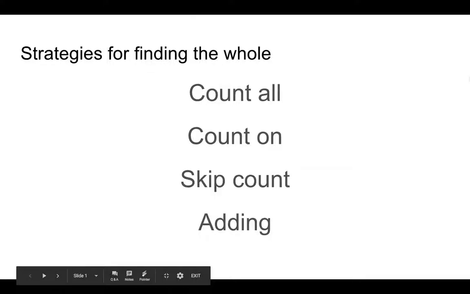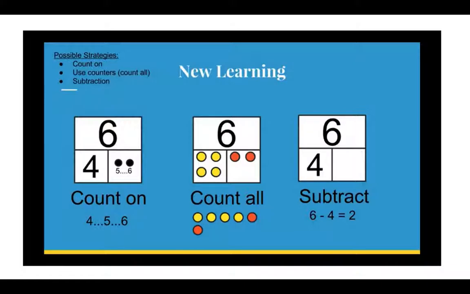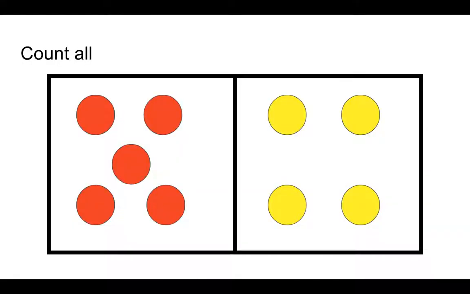In this video, we're going to learn about strategies for finding the whole when you're looking at a part-whole box. So the strategies we'll cover are count all, count on, skip counting, and adding. In a previous video, we learned about finding the missing part by a couple of different strategies. And so today we're going to just look at how we can find the whole. So the first strategy is counting all.